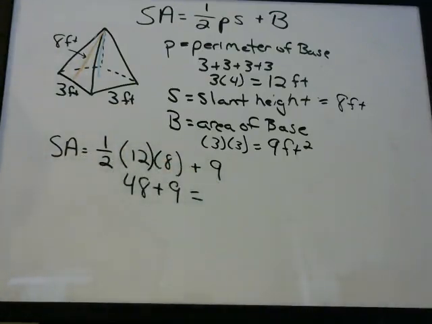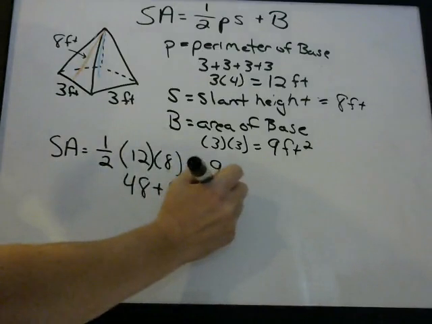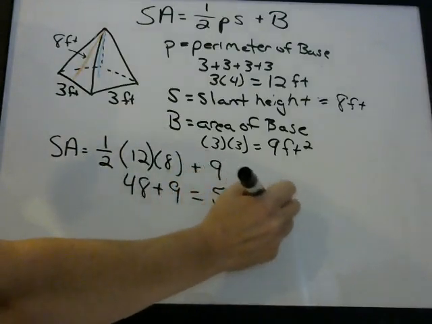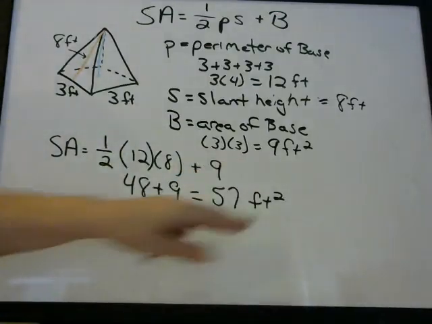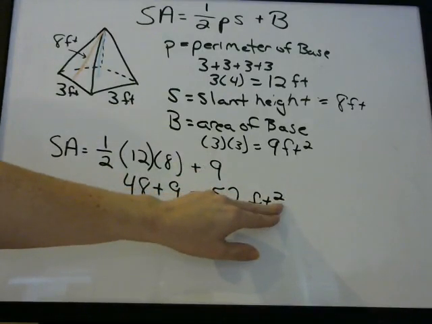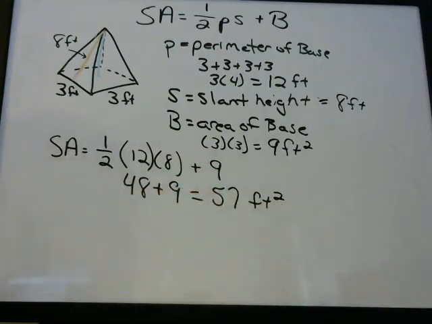So 48 plus 9 is 57 feet squared. Remember, this is an area problem, so your units are always going to be squared. So square feet, feet squared.